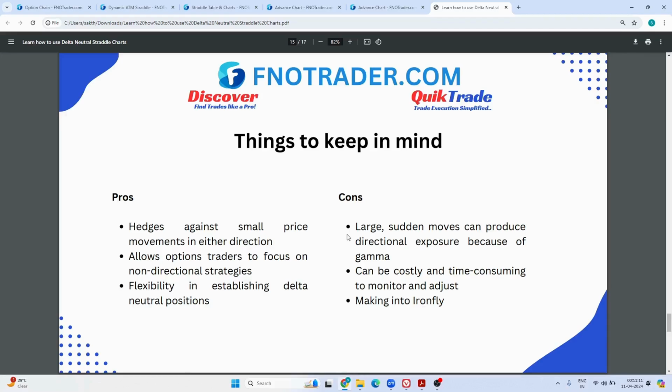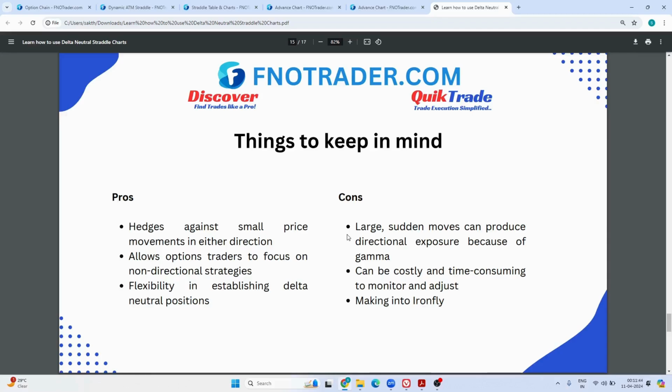Second thing is, you can see from some of the charts that we saw, the strike was changing multiple times, especially if you are trading on 1 DTE. So managing, monitoring and adjusting the positions for delta neutral could be costly, because every time you enter and exit, you pay brokerages, you pay charges, which will add up, and it is time consuming and costly as well.